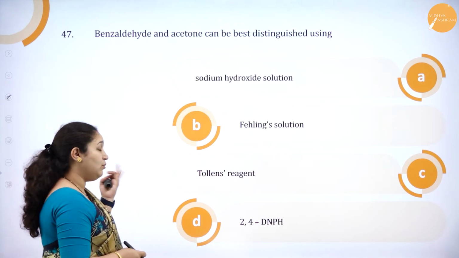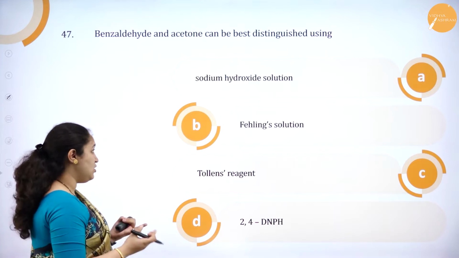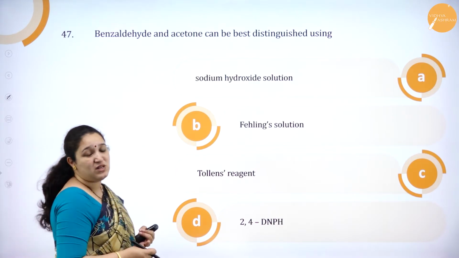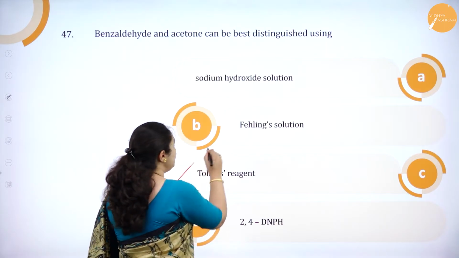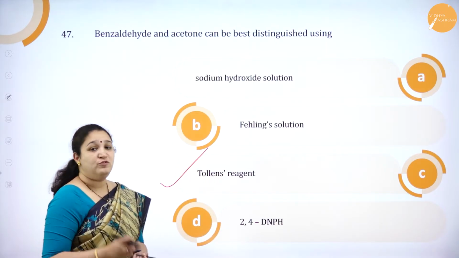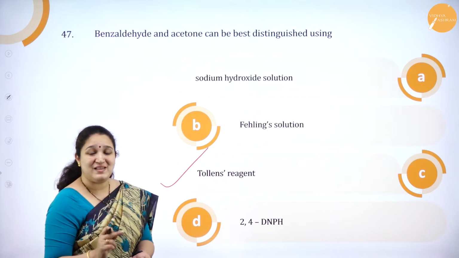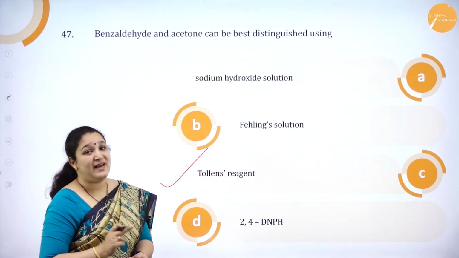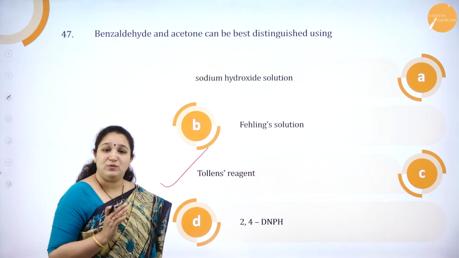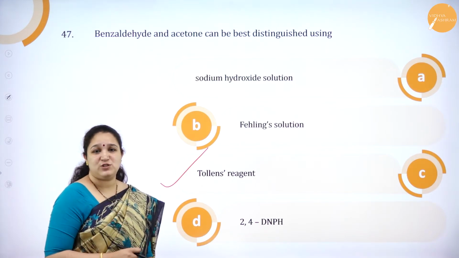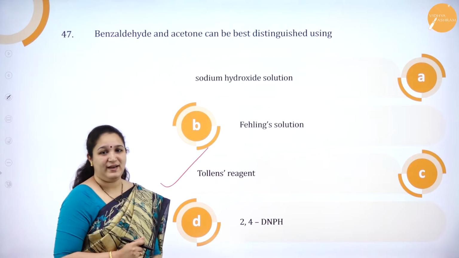Fehling solution, both of them won't answer this test, so we can't use it. Sodium hydroxide solution, of course we cannot use. So it should be Tollens reagent test. For Tollens reagent test, benzaldehyde will answer but acetone will not answer. Thus, we can use Tollens reagent to distinguish between both the organic compounds.